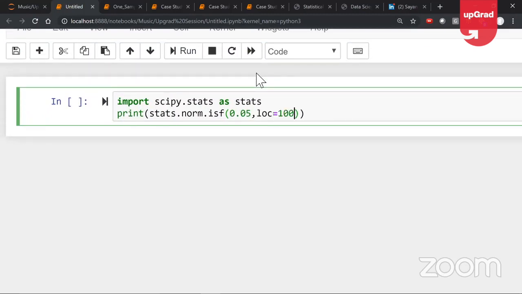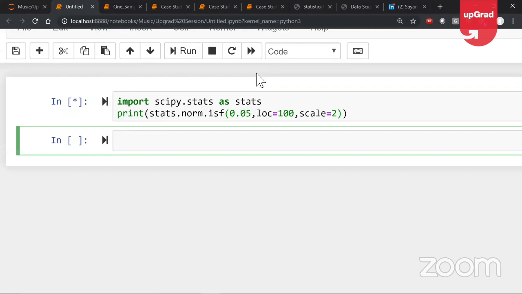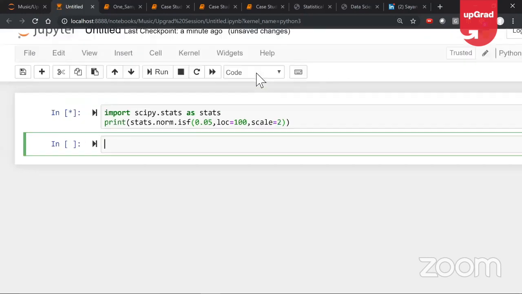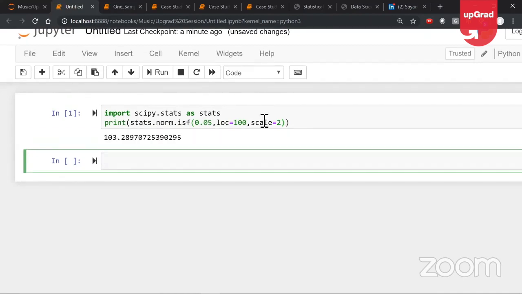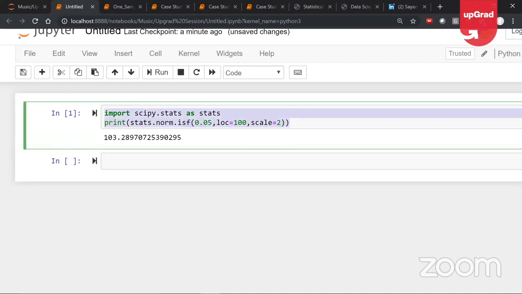Scale is equal to 2. Okay, this is what we have. So basically, what I'm trying to find out here is the critical value. What is stats.norm.isf doing? It is simply helping me find a critical value. It's no rocket science. As I always say, Python functions are not at all rocket science. It's very straightforward.